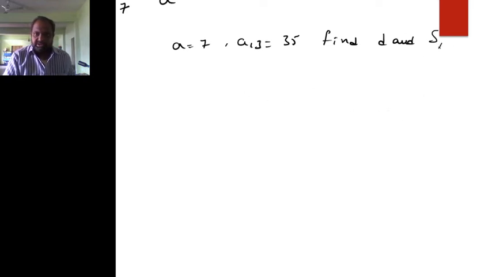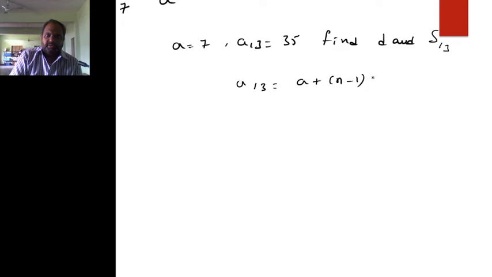Yes, 13. A13 is equal to a plus (n minus 1) into d. A13 is 35, which is equal to, a is 7, plus (13 minus 1) into d. So 35 is equal to 7 plus 12d.